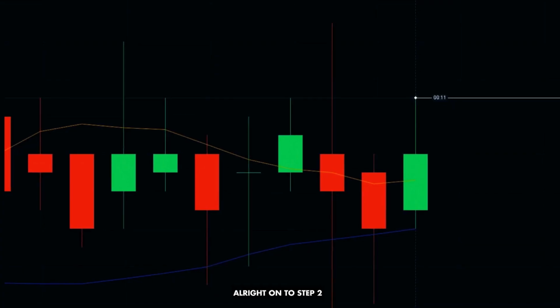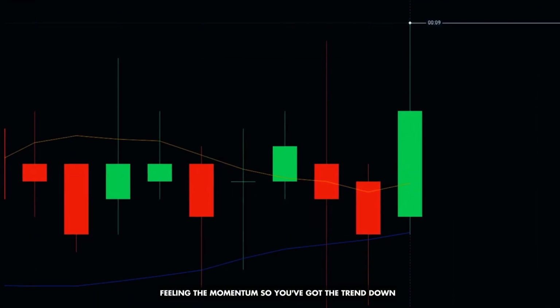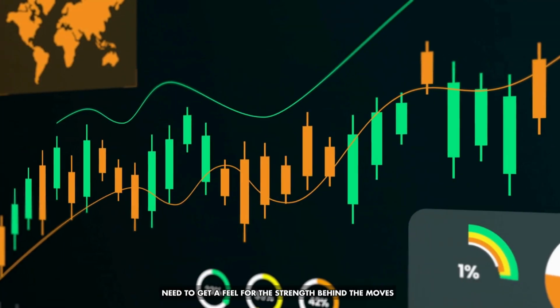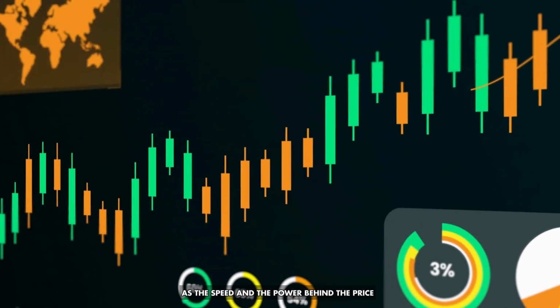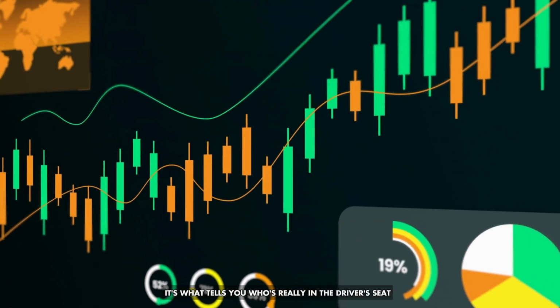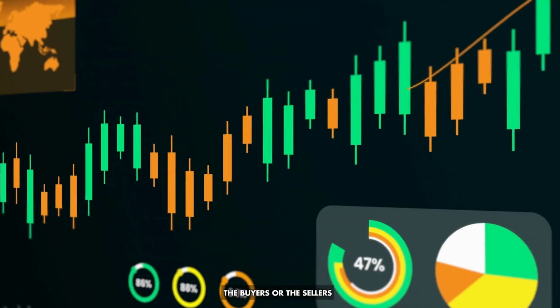Alright, on to step 2, feeling the momentum. So, you've got the trend down. Now you need to get a feel for the strength behind the moves. Think of momentum as the speed and the power behind the price. It's what tells you who's really in the driver's seat, the buyers or the sellers.